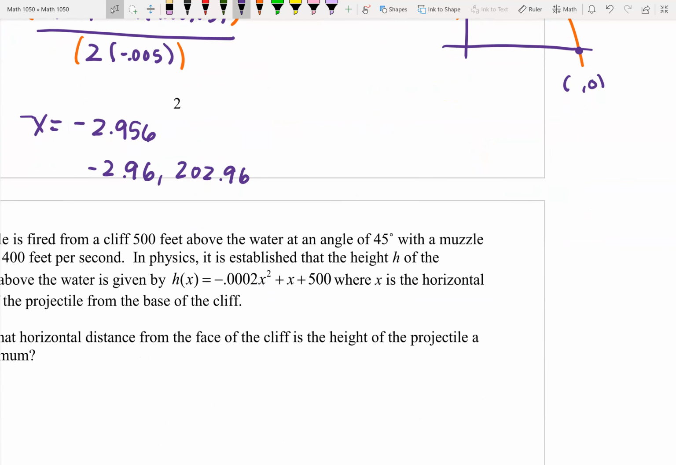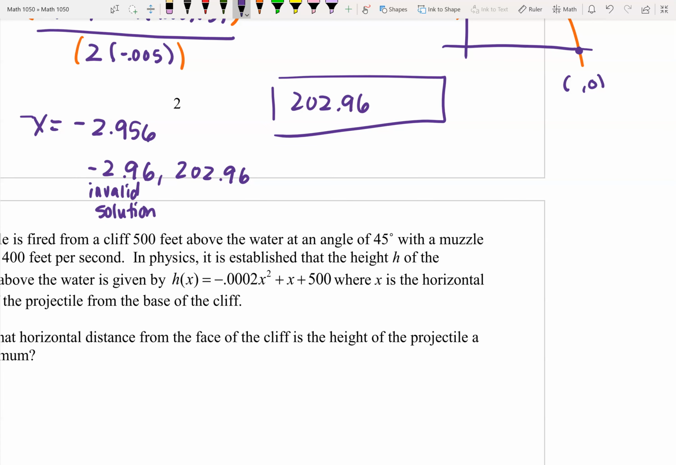So listen what you have to do. This is very important. You have to write that number showing I know there are 2. Then you have to write words that say I know that the negative doesn't work. And what you're going to write is invalid solution. That's all you have to write. And then your final answer is 202.96. Every answer has a label. What's my label? Feet.